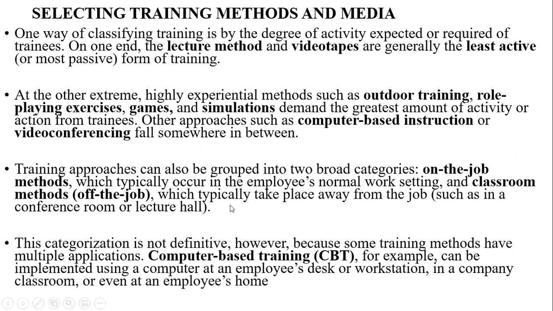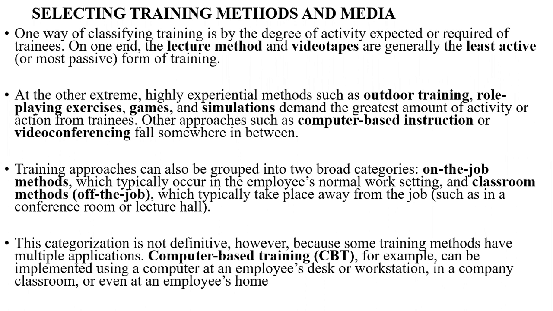Now, training approaches can also be grouped into two broad categories, which are on-the-job methods and off-the-job methods. And when we talk about on-the-job methods, they typically occur in the employee's work setting. Now, the off-the-job methods, which some also conceptualize as classroom methods, typically take place away from the workplace or the job, such as in a conference room, in a lecture hall, or in a hotel conference room, and so on and so forth.